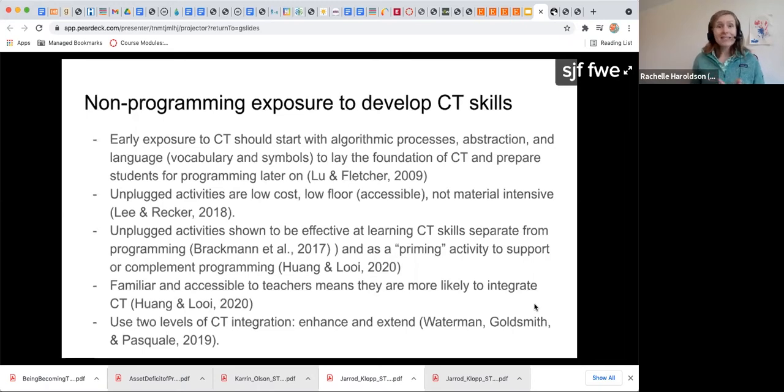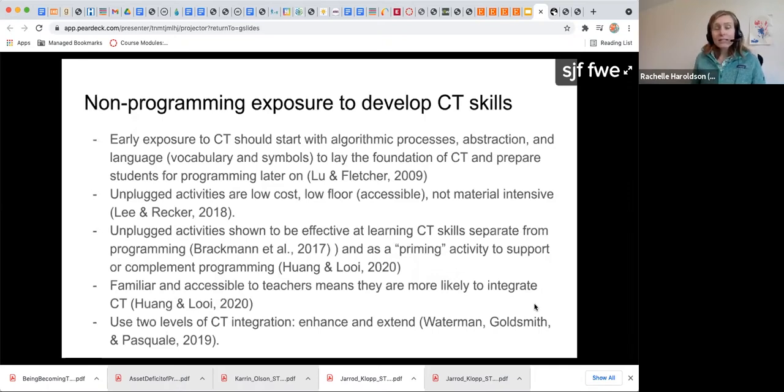Again, things that teachers really look for: accessible, low cost, those sorts of pieces. And unplugged activities have been shown to be effective at learning computational thinking skills separate from programming, right? So really it's about developing computational thinking skills in a priming way, to prime students' understanding of computational thinking so they're set up later down the road to then engage in programming.